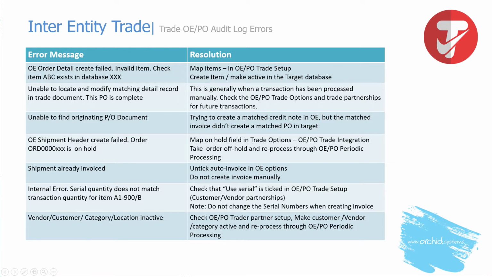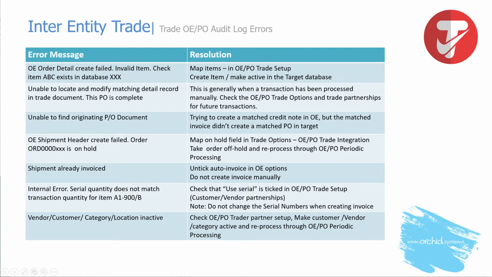So in summary, in addition to the XAPI errors and the errors around fiscal period, fiscal year, or customer or vendor being inactive, we have looked at errors around an invalid item, which can come from item mapping on the trade partner relationship. Or if we don't use item mapping, we need to make sure that the item exists and is active in the target database. If we have created a manual transaction that is part of a chain and one of the documents, for example the PO, is marked as complete, then inter-entity trade cannot create the transaction.